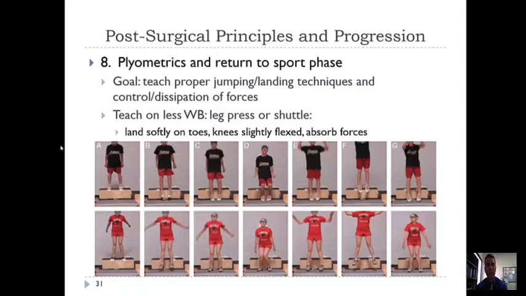Eventually, return to sport phase, where we're going to work on jumping and landing techniques and we're going to work on form, right? We would never, ever, ever send an athlete back to their sport if they're falling into this valgus position, poor motor control position. That is not acceptable. They need to be perfect. They need to have perfect landing form, neutral position, good hip and knee flexion so they can absorb the forces through the knee joint.